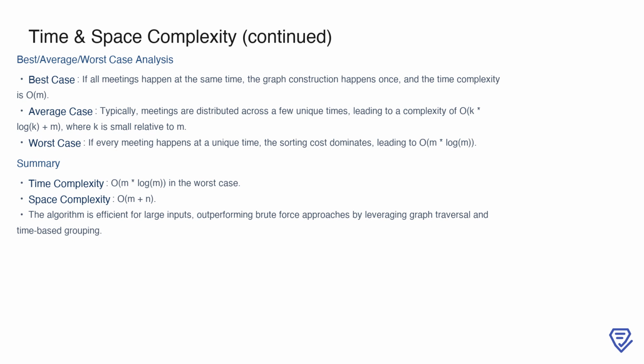To summarize, the time complexity in the worst case is O(m log m), and the space complexity is O(m + n). This algorithm is highly efficient for large inputs, as it strategically uses graph traversal and time-based grouping to significantly outperform the brute force approach.